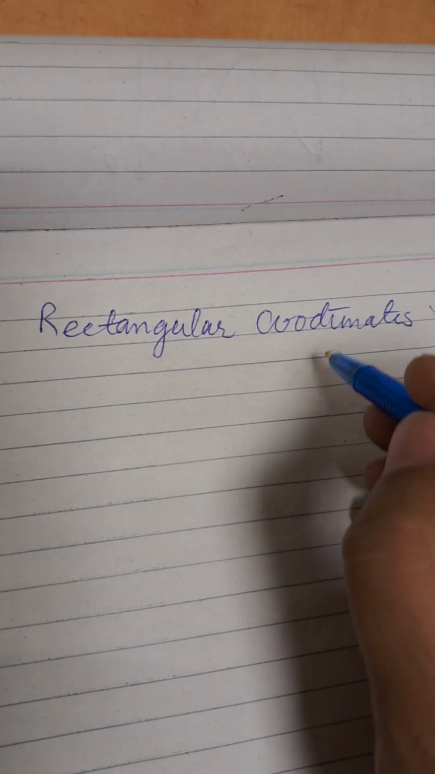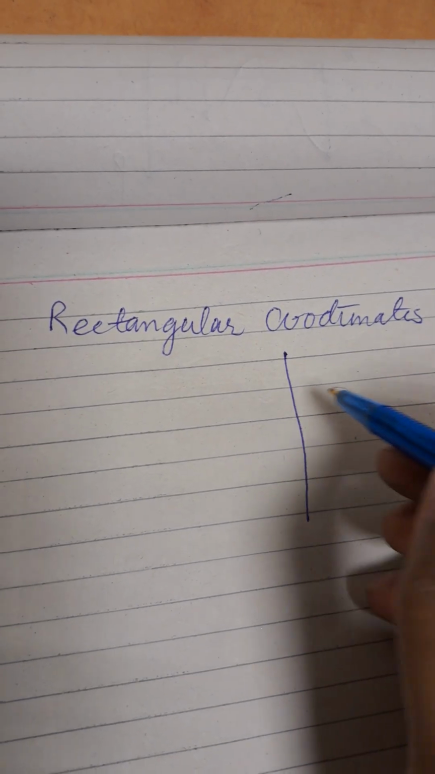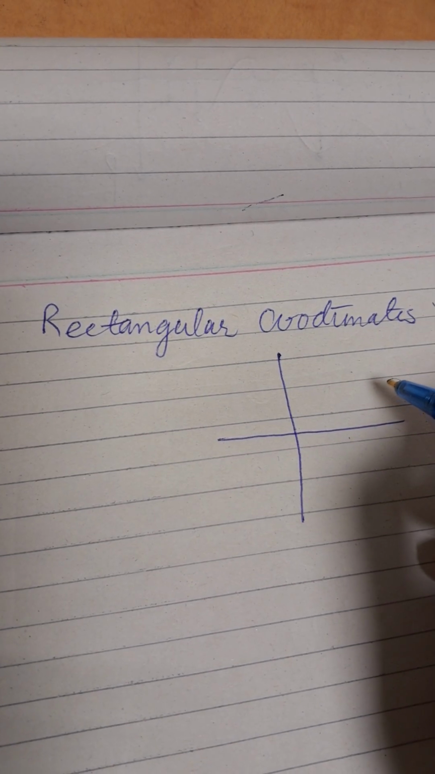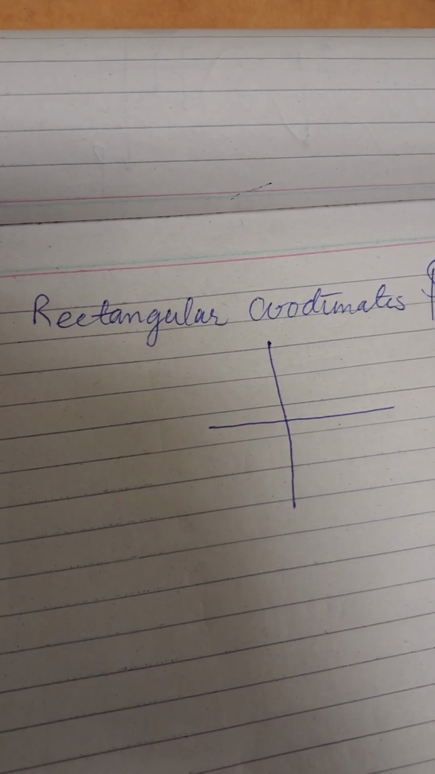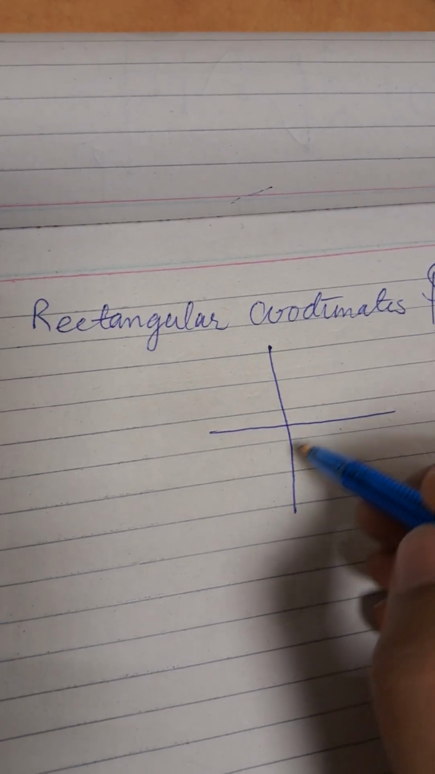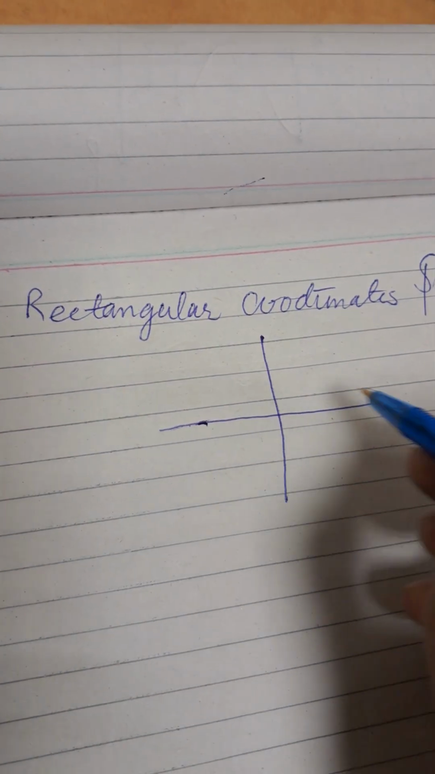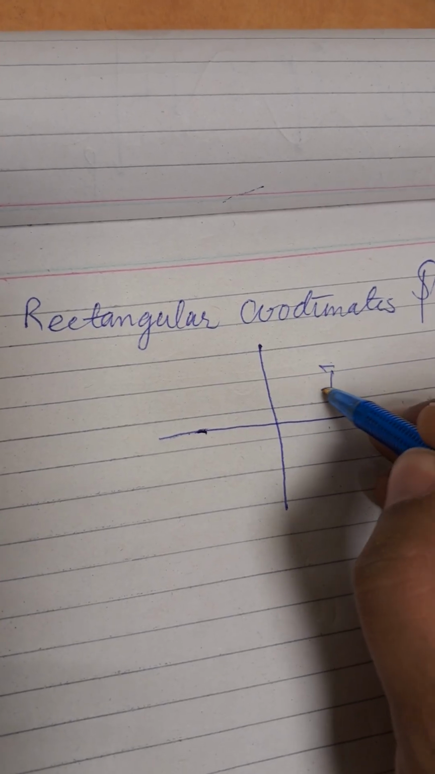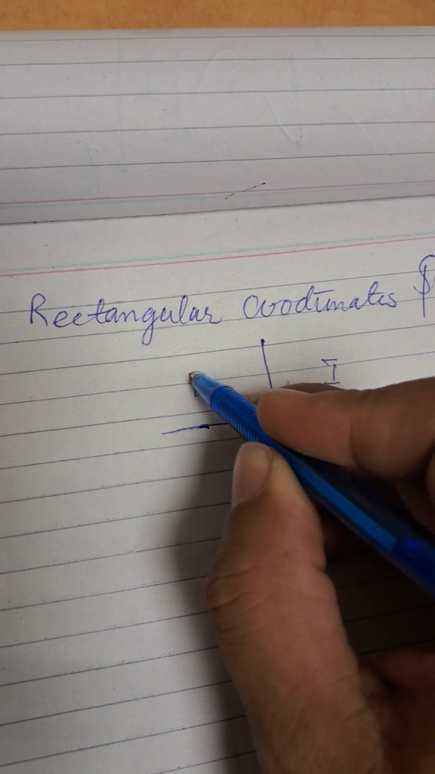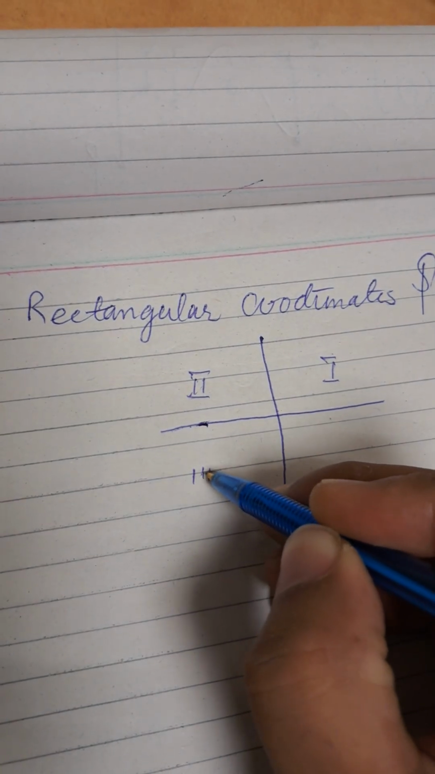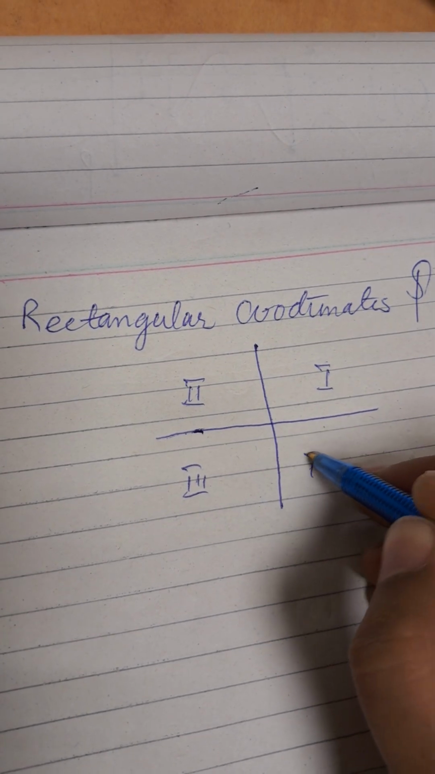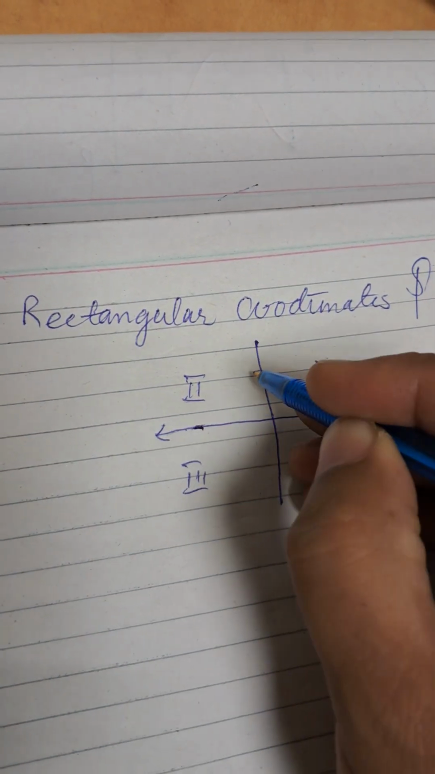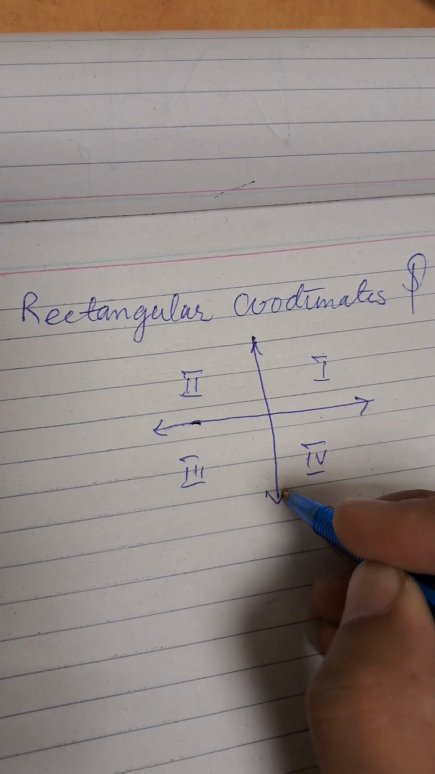So if we try and grasp the prior knowledge, we have four quadrants. If we divide the plane with two lines, there are four parts. This is called first quadrant, second quadrant, third quadrant, and fourth quadrant. This is horizontal axis, this is vertical axis.